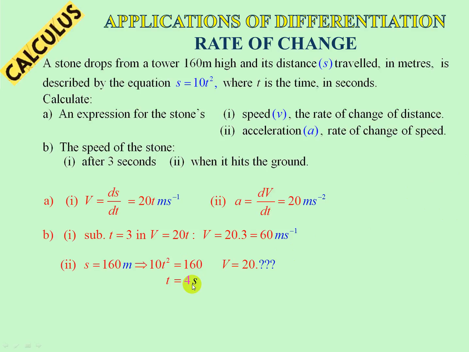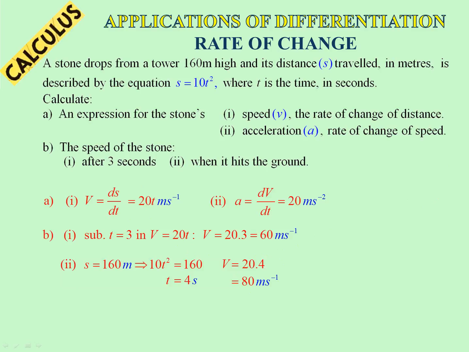In pure maths we'd say plus or minus 4 because we have t squared equals 16, but this is a time, so we don't put minus. Now we substitute that into the formula. Notice there, question mark, 20t. So now we're going to put 4 for t, and there's our 80 meters per second.